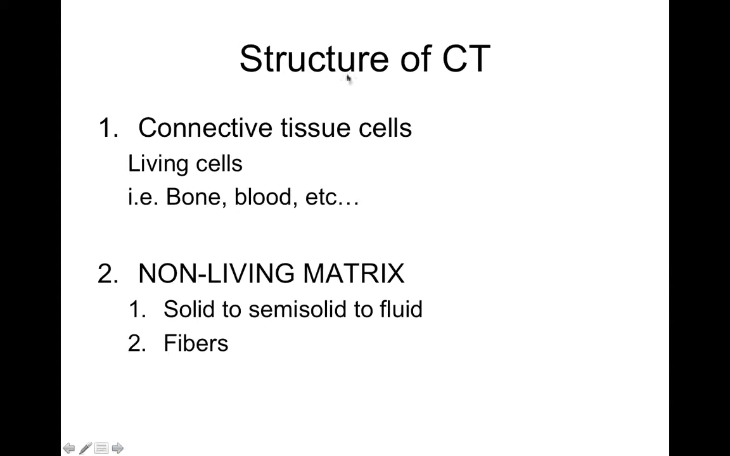Structure of connective tissue. Connective tissue has two important parts. We have the living cells, such as a bone cell, blood cell, or chondrocyte, and then the non-living matrix. The non-living matrix is the material that surrounds the living cell. It can be solid to semi-solid to even fluid, and it also has fibers in it.